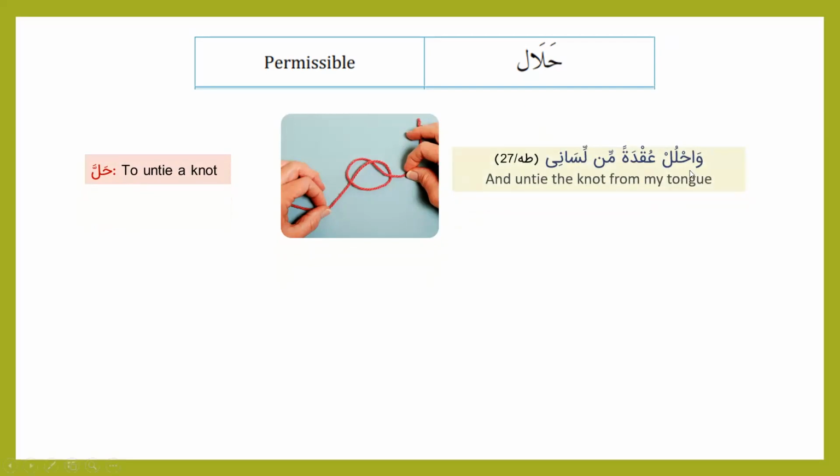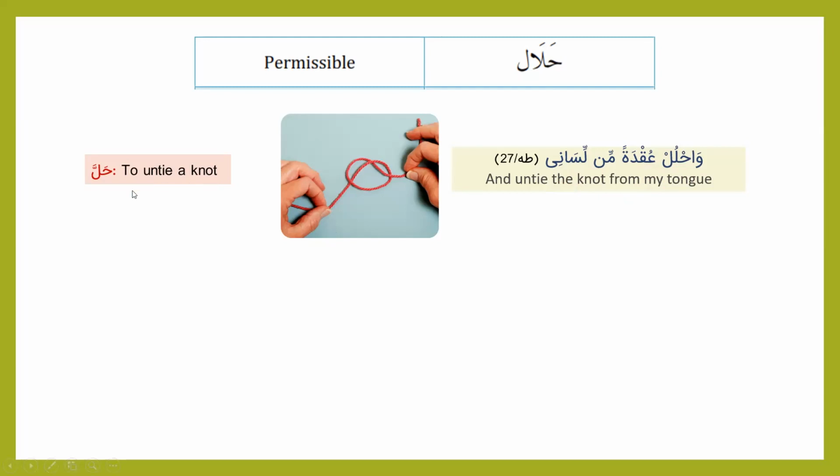Hazrat Musa said to Allah subhanahu wa ta'ala, wahlul uqdatam min lisani, and untie the knot from my tongue so I can speak well in front of the people. Normally, whenever you go to the mimbar or whenever you are supposed to present a speech, you see that the scholars used to recite wahlul uqdatam min lisani yafqahu qawli.